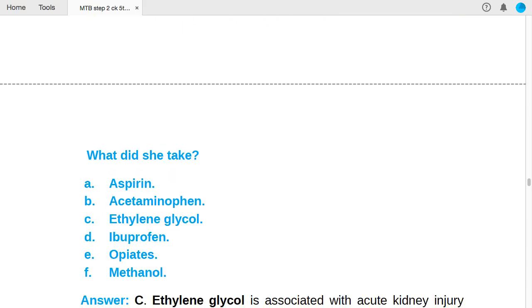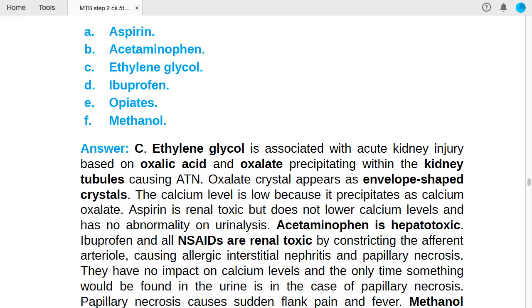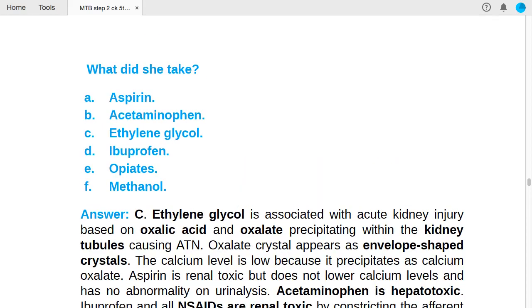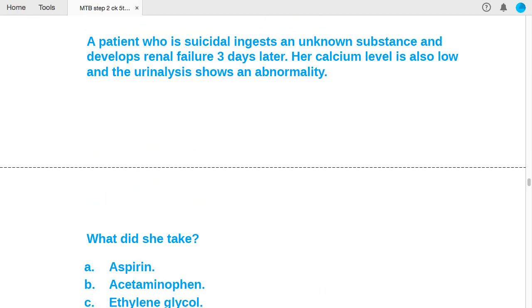So, here it is ethylene glycol. Why? Because ethylene glycol is associated with acute kidney injury based on oxalic acid and oxalate precipitating within the kidney tubules causing acute tubular necrosis, ATN. So the cause of ATN is oxalic acid or oxalate precipitation, and that is why her calcium level is low. Her calcium level is low and the urinalysis shows an abnormality. What abnormality? That's not mentioned here. But we are going for ethylene glycol.